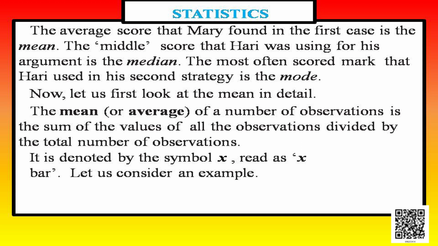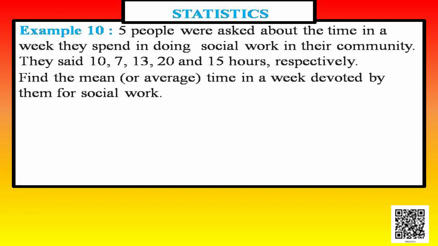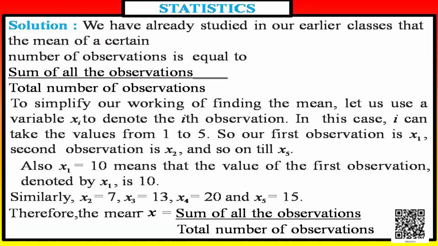Let us concentrate on example 10 of your book. The question is, 5 people were asked about the time in a week they spend doing social work in their community. They said 10, 7, 13, 20 and 15 hours respectively. Then find the mean or average time in a week devoted by them to social work. Now look at the solution.